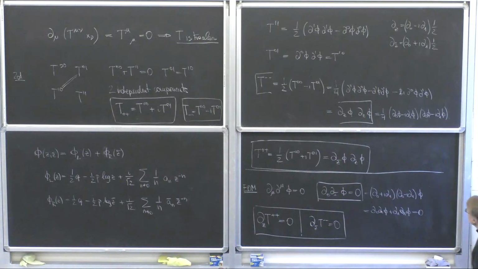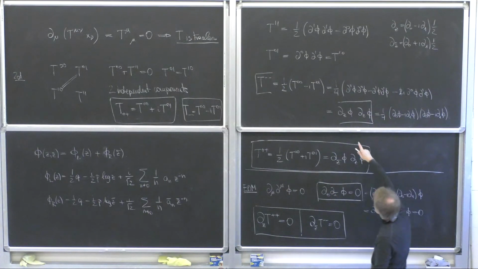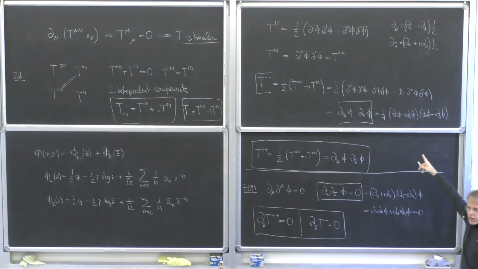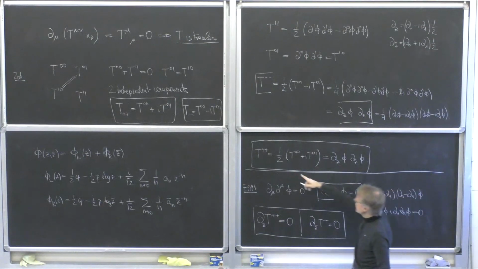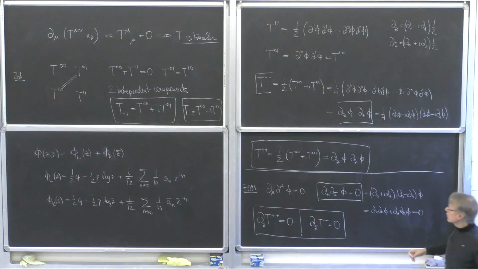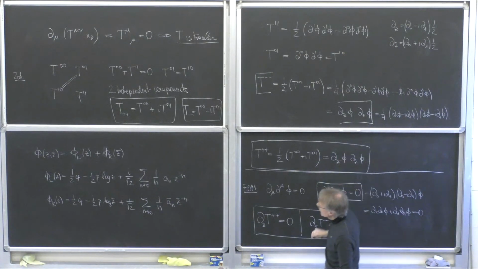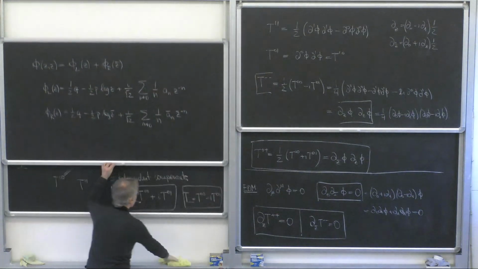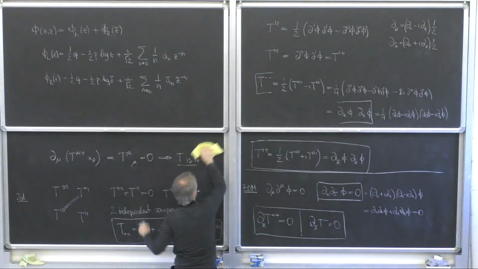Now, if you see what enters in the definition of T_--, it's really the z derivative of φ. And what enters in T_++, it's the z̄ derivative of φ. So what we want to calculate is the z and the z̄ derivative of these expressions. Okay, so what happens when we calculate ∂_z of φ?